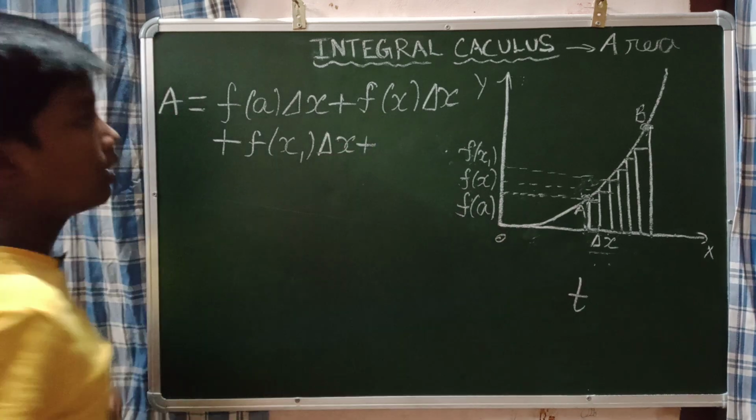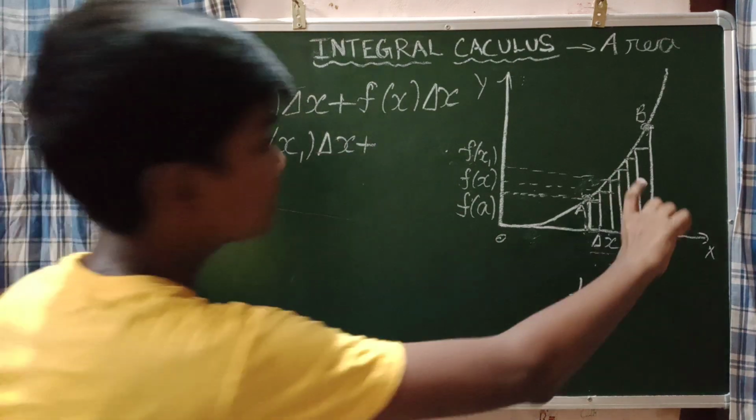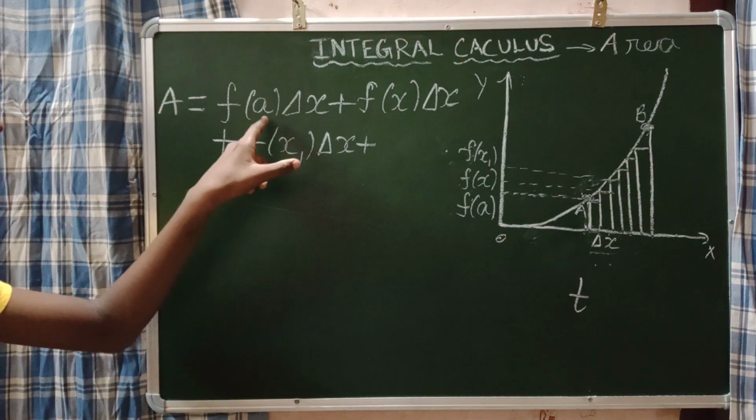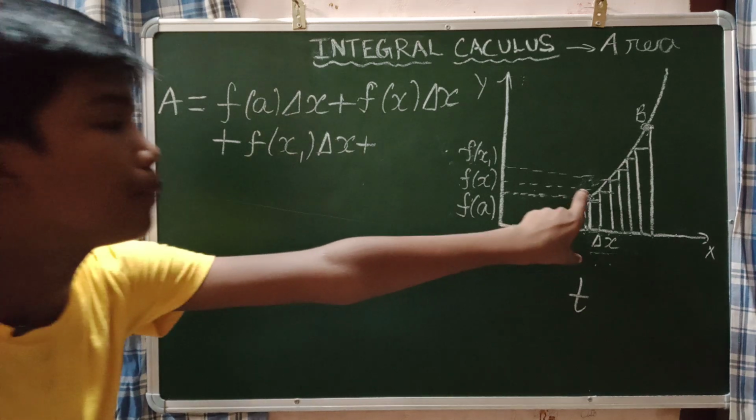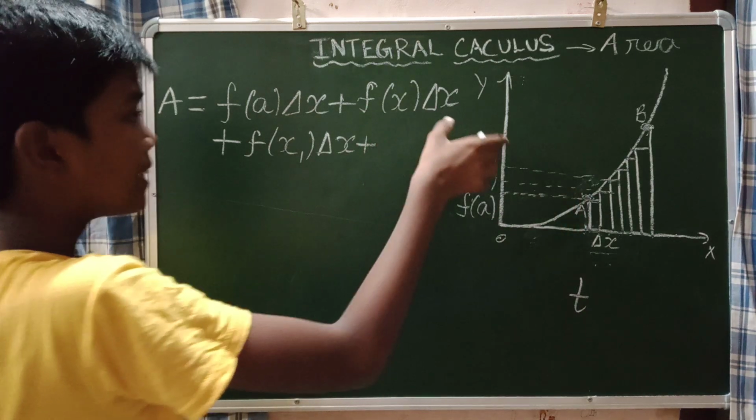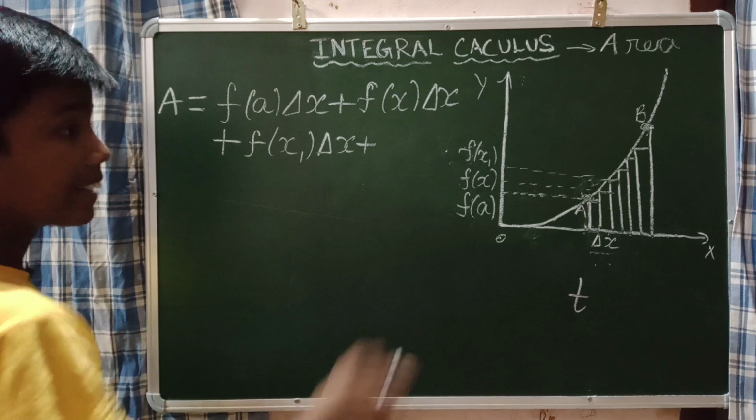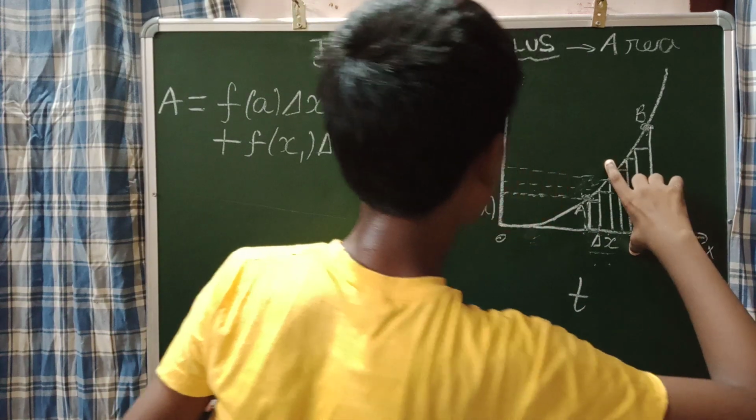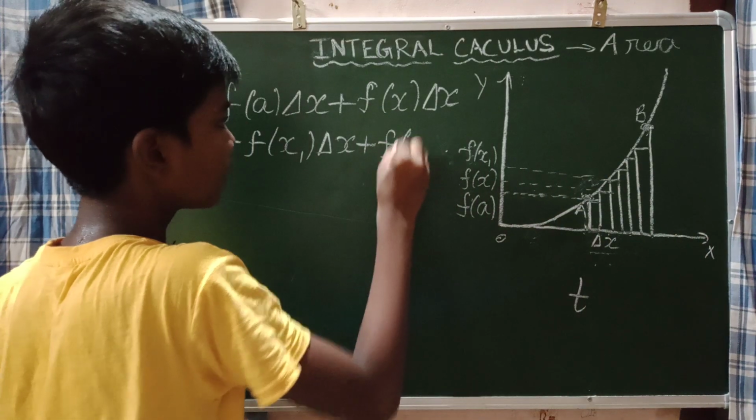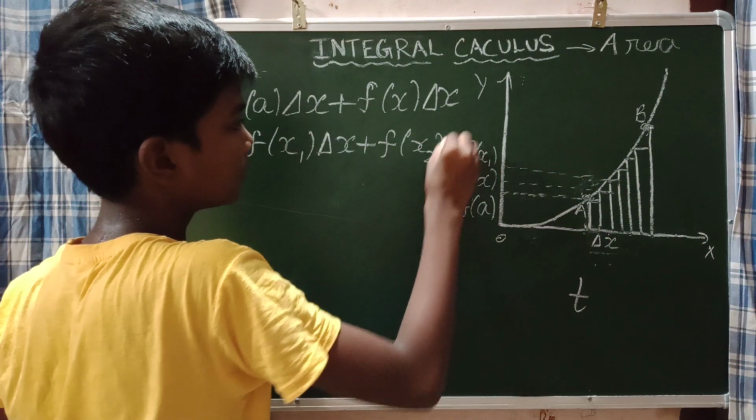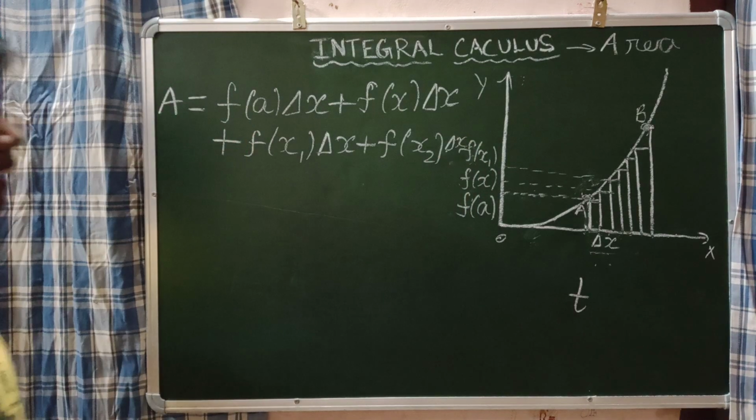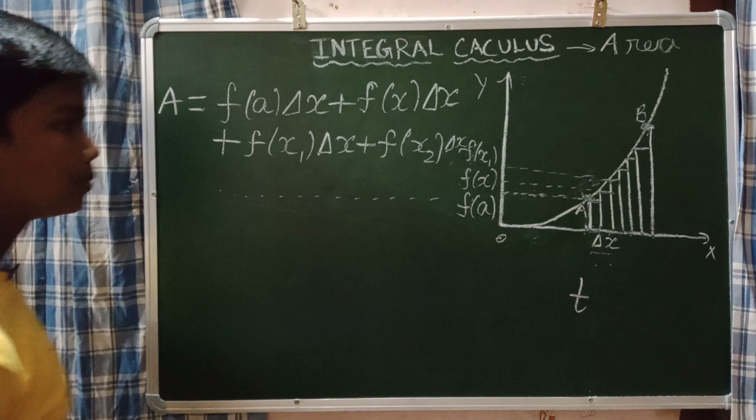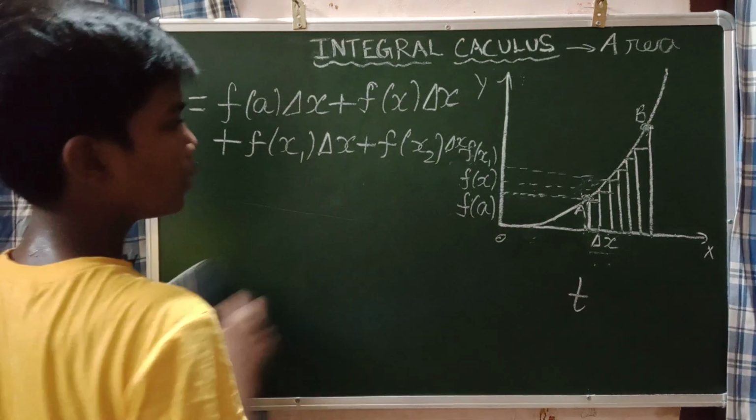And for the fourth strip, how will it be? First strip area is f of a into delta x, second strip area is f of x into delta x, third strip area is f of x1 into delta x, and the fourth strip will be this one, f of x2 into delta x. Like this it will go on.